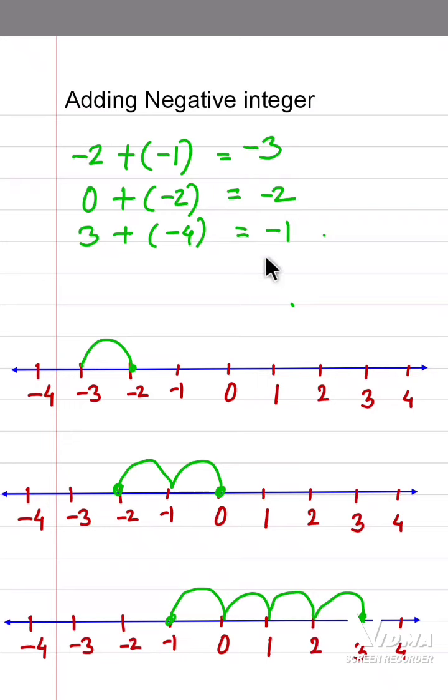So the rule is: when we add a negative integer to any positive, 0, or negative integer, we always move to the left side of the number line.